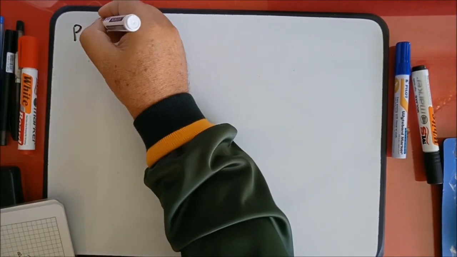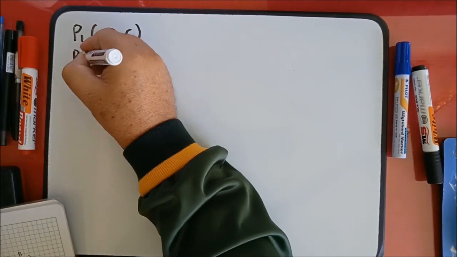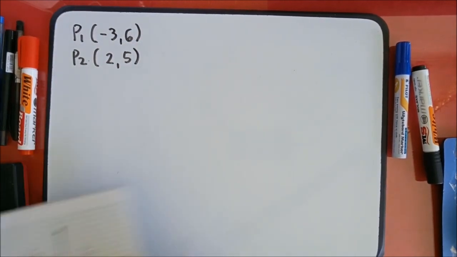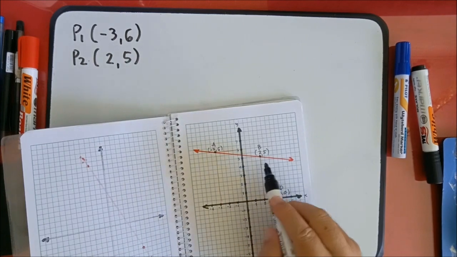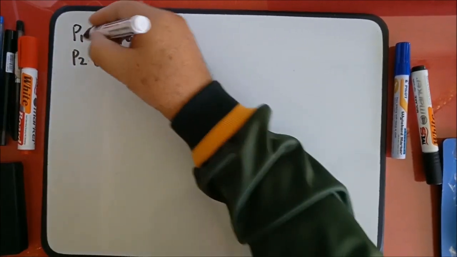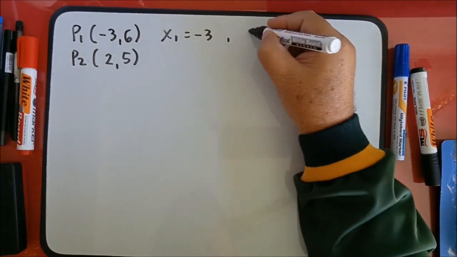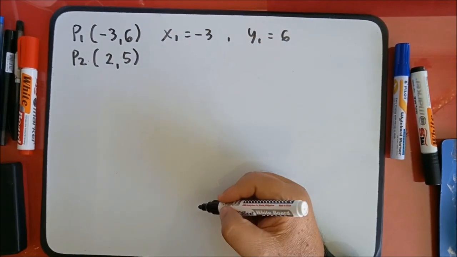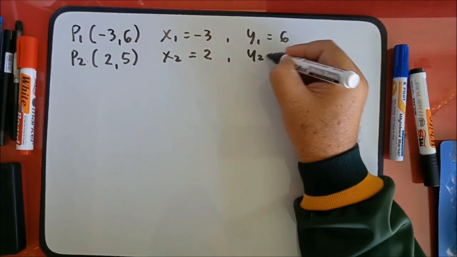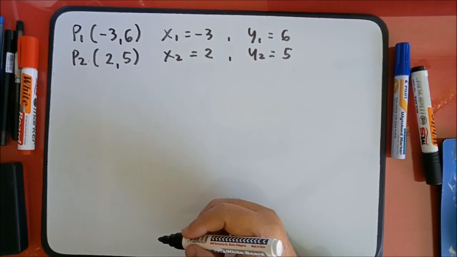Point 1 is negative 3, 6. Point 2 is 2 and 5. Okay, ito yan. Negative 3 and 6, 2 and 5. Okay, let's try. So if this is your point 1, your x sub 1 is equals to negative 3 and y sub 1 equals 6. Your x sub 2 is equals to 2 and your y sub 2 is 5. Now, we will substitute this in the formula.